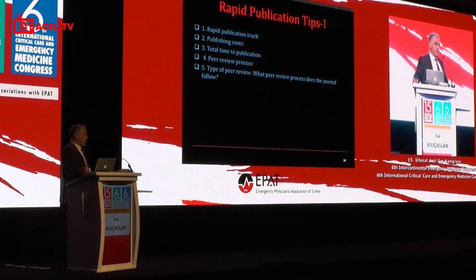First one, for the rapid publication tips, the rapid publication tracks. In some special issues, every journal can give some clue for this one. Please look at the publishing cost, it may be a problem. Also, on the journal website, total time to publication is important. In every article, on the first page, you can see the time of the publication process. Look at the peer review process and also the type of peer reviewer.